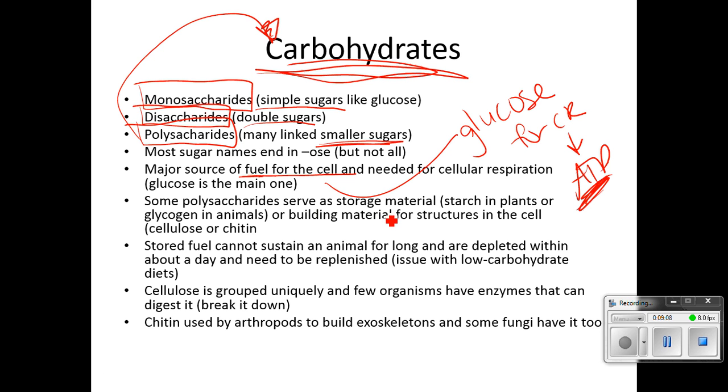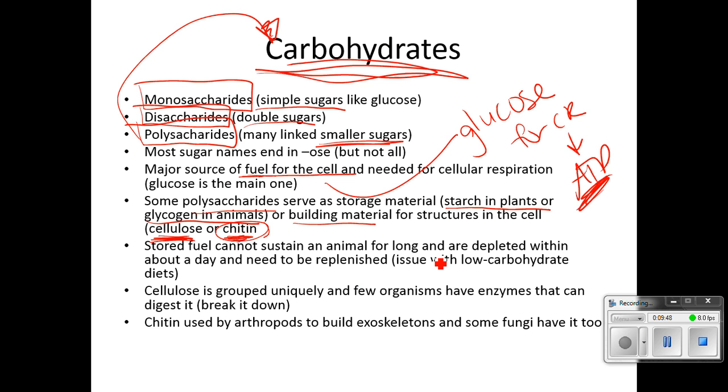Some polysaccharides serve as storage material. For example, starch in plants or glycogen in animals, or it can even be building material for the structure of the cells. So cellulose and chitin. Insects that have hard shells have a lot of chitin in them. That's a type of polysaccharide. Cellulose is something that you might find in plants that animals can't digest. Interestingly, cows have a rumen that easily digests cellulose.